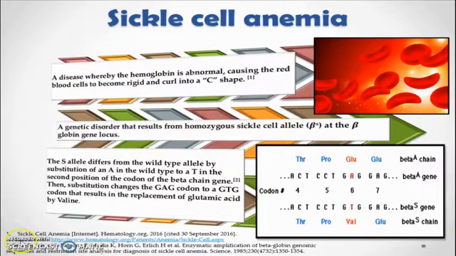First, let us look at the background of sickle cell anemia. It's a disease whereby the hemoglobin is abnormal, causing the red blood cell to become rigid and curve into a C shape. It results from the homozygous sickle cell allele at the beta globin gene locus. The S allele differs from the wild type allele by the substitution of an A in the wild type to a T in the second position of a codon in the beta chain gene.